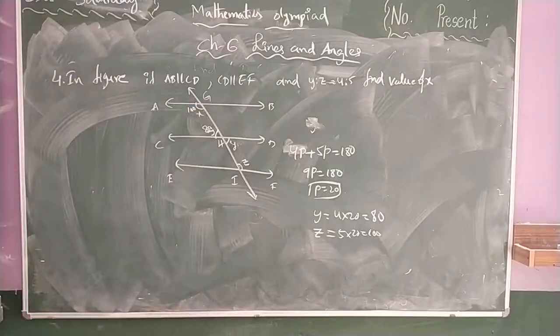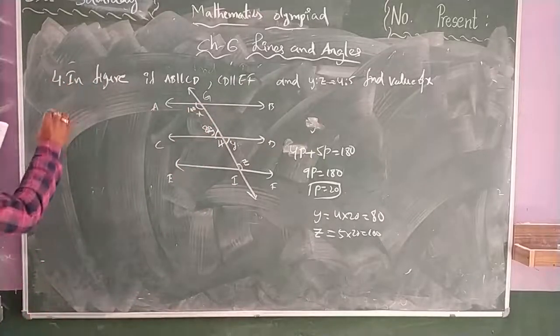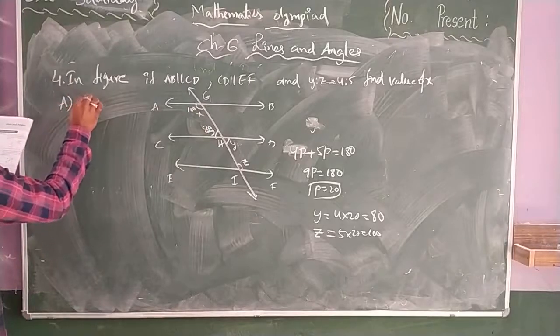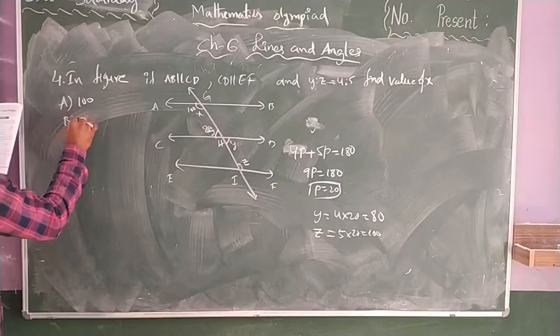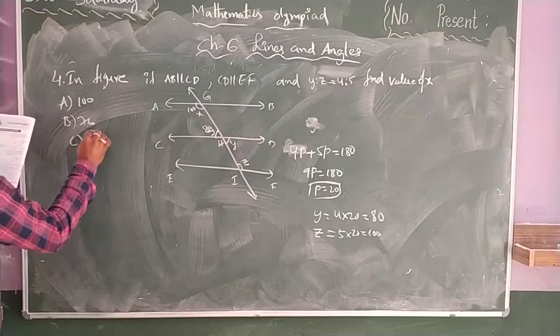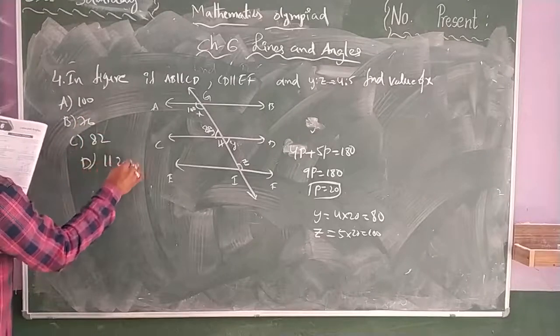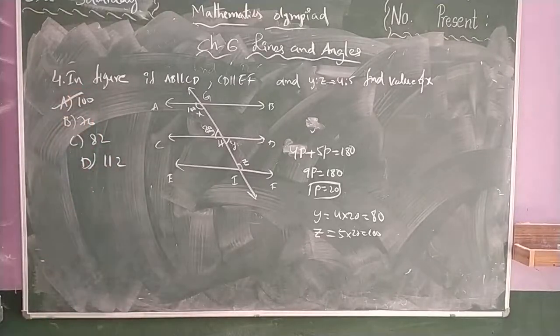So which option is correct in this? Option A is correct. Option A is given as 100, option B is 76, option C is 82, option D is 112. So option A is correct.